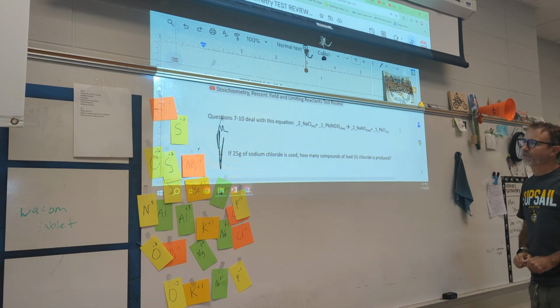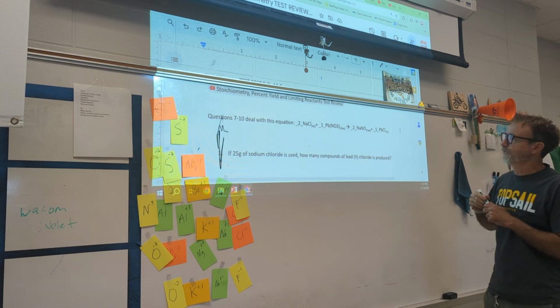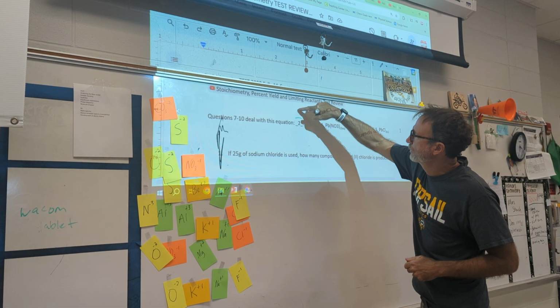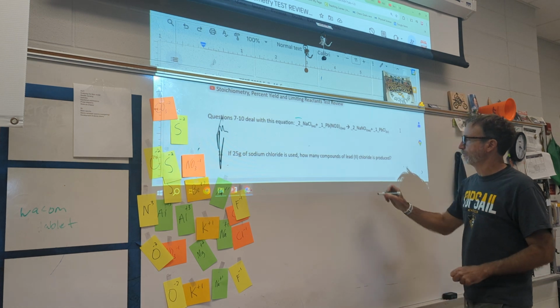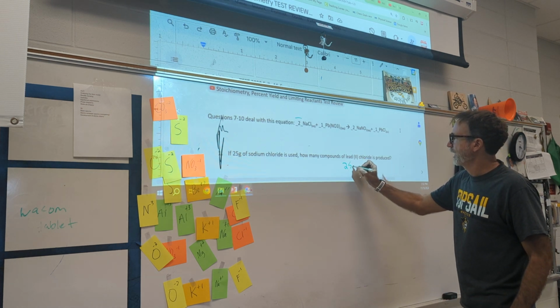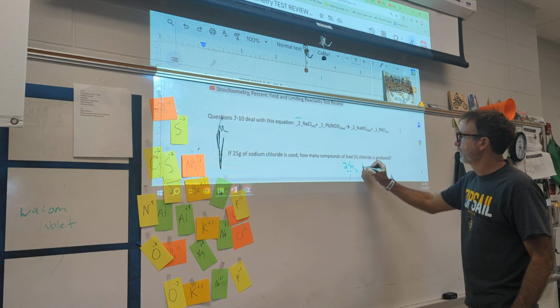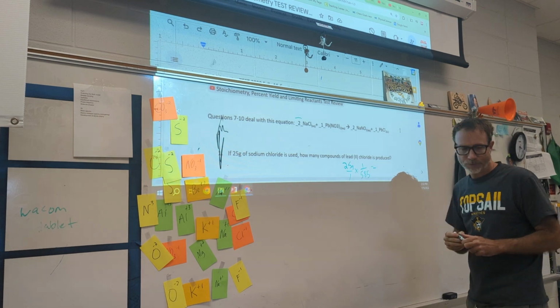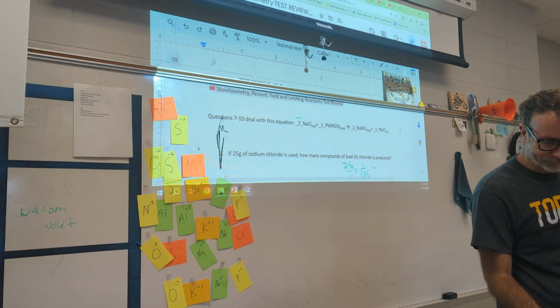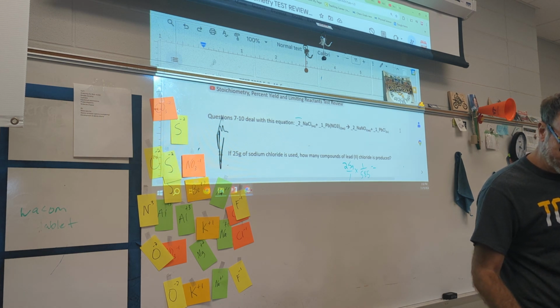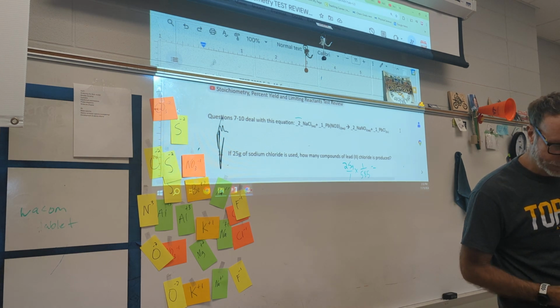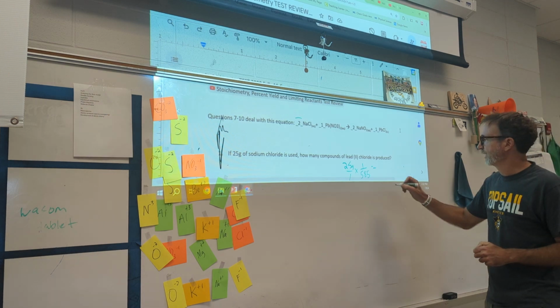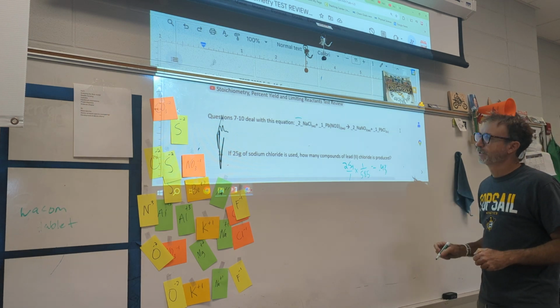If 25 grams of sodium chloride is used, we can't write 25 grams there. We've got to convert it to moles. 25 over 1 times 1 over 58.5. Figure out how many moles that is. 25 divided by 58.5 equals 0.427. I'm going to call that 0.43.